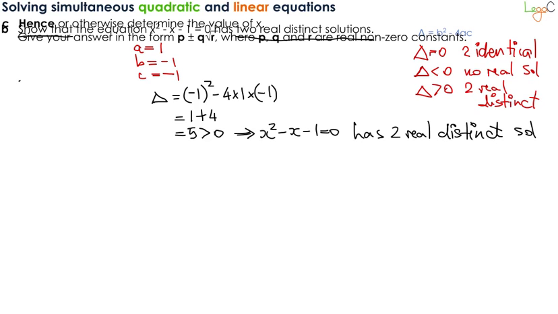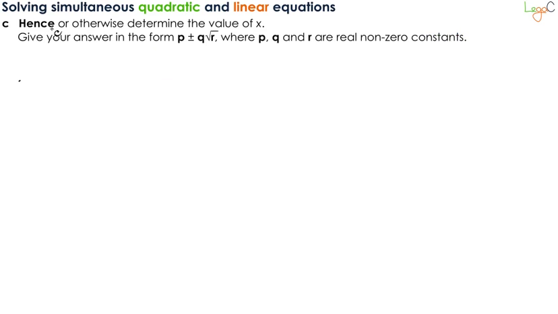Part C of this question starts with: hence or otherwise determine the value of x. Give your answer in the form p plus or minus q square root of r, where p, q, and r are real non-zero constants. Well, the word hence here has the meaning that you can use what you have found in previous parts of the question. So what we found in part B is that delta equals 5. Now, why is this useful here?